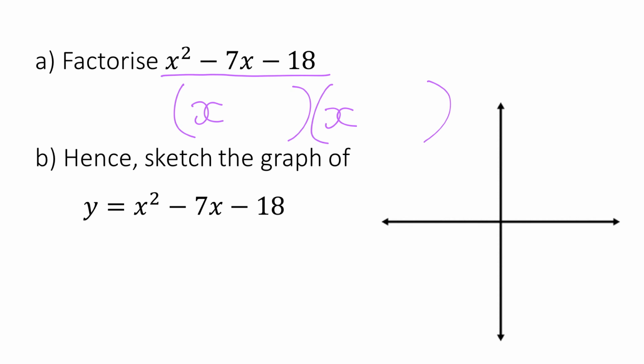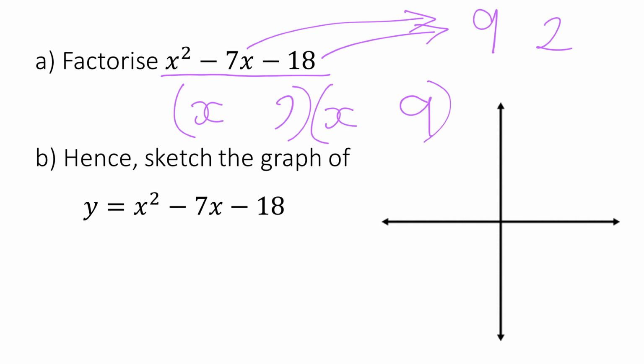The next thing we need to do is find two numbers that multiply together to give us 18 and add together to give us a 7. So we know that we're going to have a 9 and a 2, though one of them is going to be negative. So if we put in the 9 and put in the 2, we then need to work out which one's going to be positive and which one's going to be negative. Now because we have a negative here, and 9, which is the bigger number, is going to be negative, so we fill in x plus 2 and x minus 9.